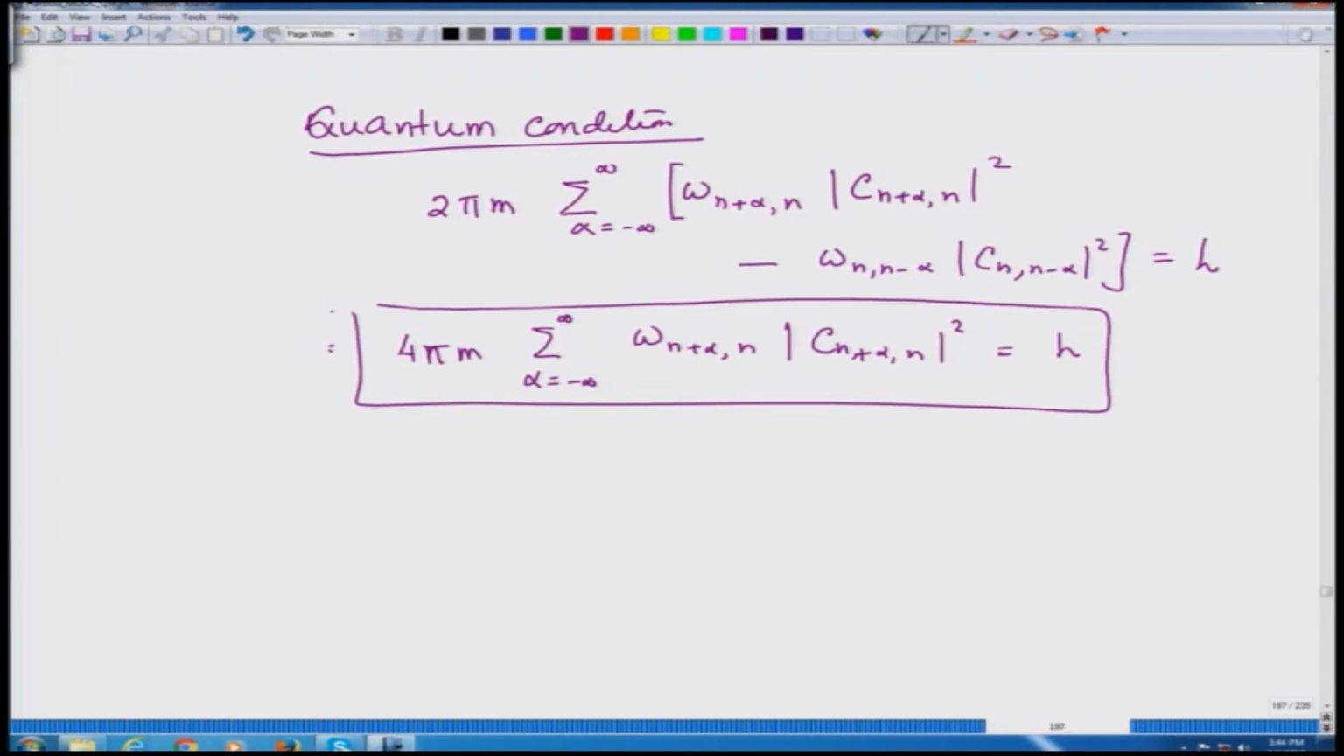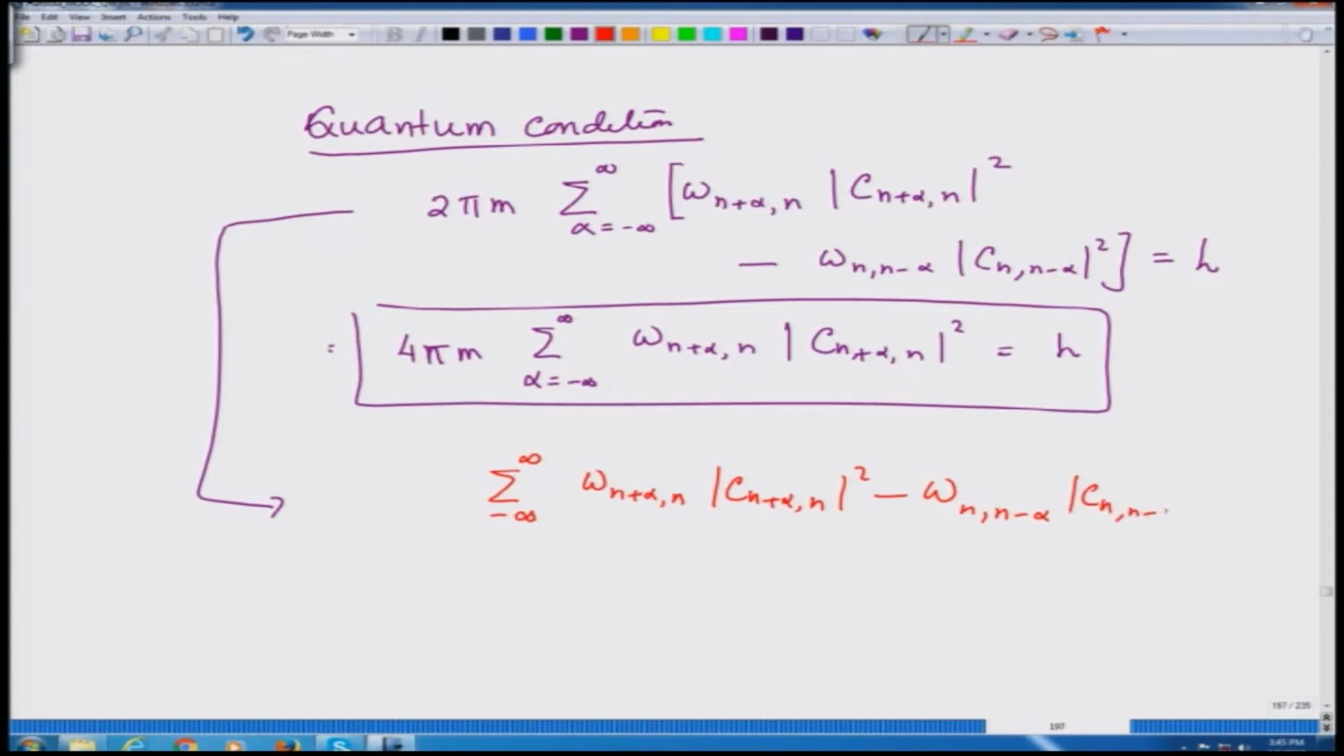This can also be written as, I'll take the first condition, summation minus infinity to infinity omega n plus alpha n mod C n plus alpha n square minus omega n n minus alpha mod C n n minus alpha square equals h cross. That is also an equivalent condition. So, these are all equivalent.